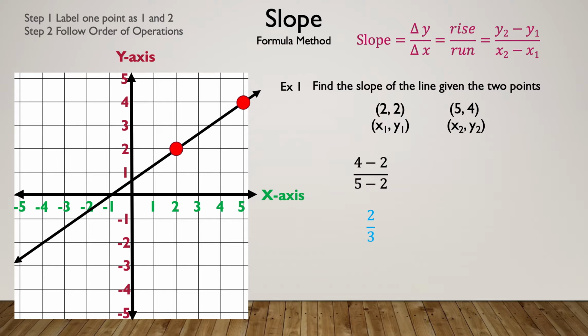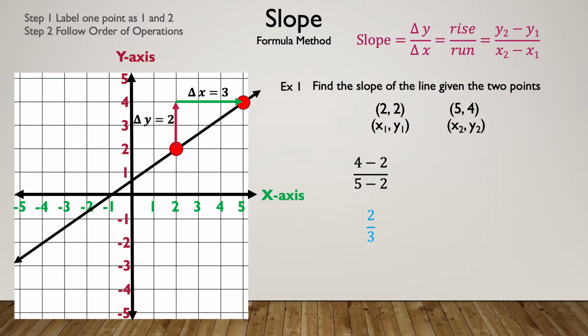Now let's take a look at the graph with the points already labeled. And let's use delta y over delta x to show you that it is still the same result. And delta y is equal to 2, and delta x is equal to 3. So using the graph, it's the same as the formula.